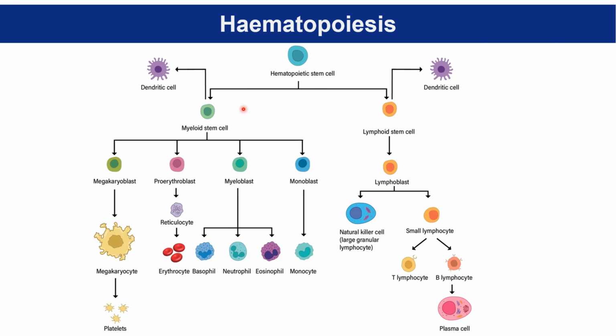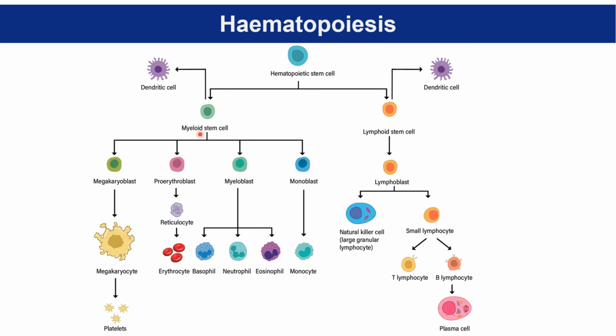And the last thing: we spoke about all the blood cells, and I would like to show you how these blood cells originated. All these blood cells are derived from a single stem cell called the hematopoietic stem cell, present in the bone marrow. The hematopoietic stem cell gives rise to two lineages: the myeloid stem cell lineage and the lymphoid stem cell lineage.